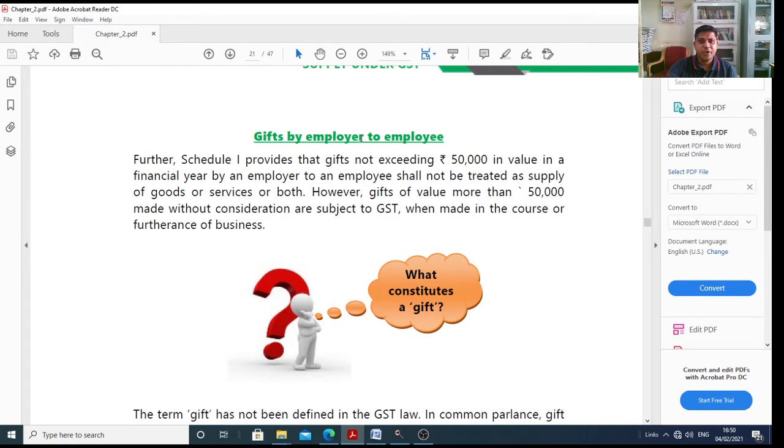Gift by employer to employee. It provides that gifts not exceeding rupees 50,000 in value in a financial year by an employer to an employee shall not be treated as a supply of goods or services. These things you have to keep in mind. If you receive a gift from your employer, from your boss, and it is not more than 50,000, this gift will be considered as a gift. No need to pay GST.